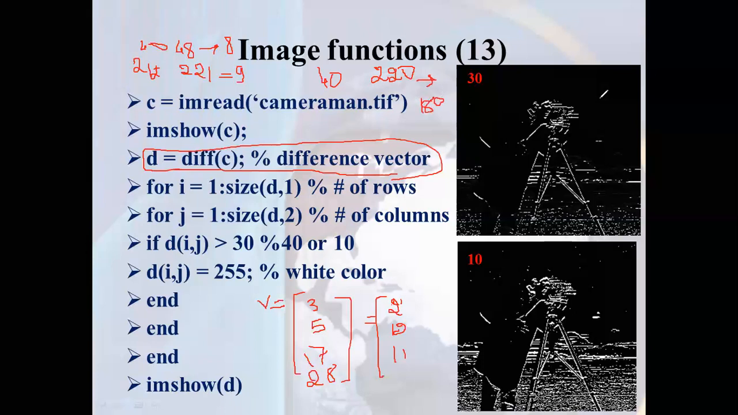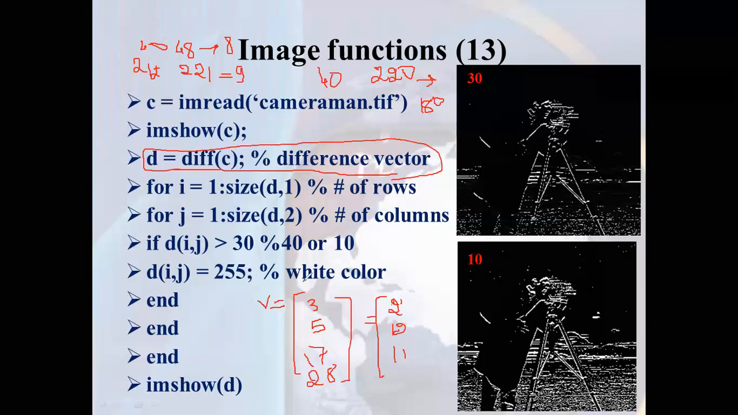So the objective of making the differentiation is to define what we call the edges. The edges are the borders between the two zones, light zone and dark zone, because the difference in the light zone is 0 or approximately 0. The difference in the dark zone is approximately 0. And the difference between light and dark or dark and light is higher than 0.